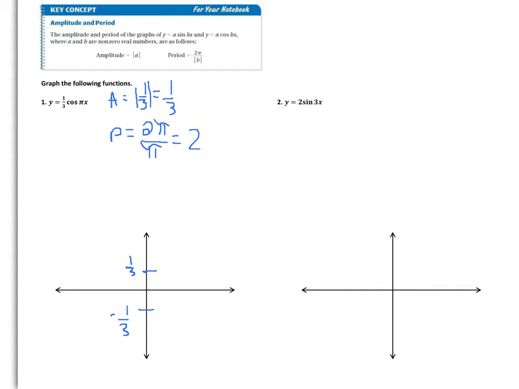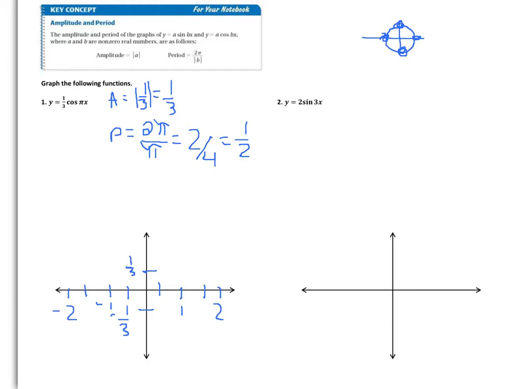Now, let's think about this. We wanted to talk about the zeros, the maximums, the zeros, and the minimums. See how that's a fourth of the unit circle? So always take your period divided by 4. So that's 1/2. So what that means is, that'd be 1/2, 1, 3/2, 2. There's our period. And then go the same this way. So -1/2, -1, -3/2, -2.